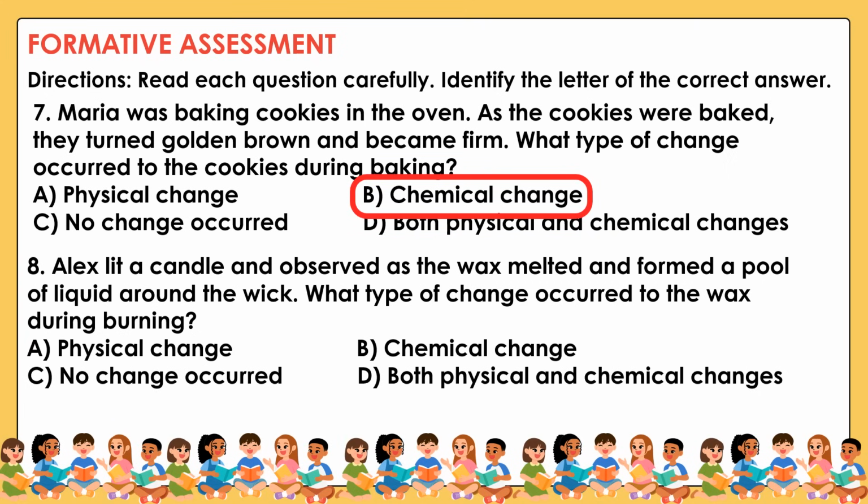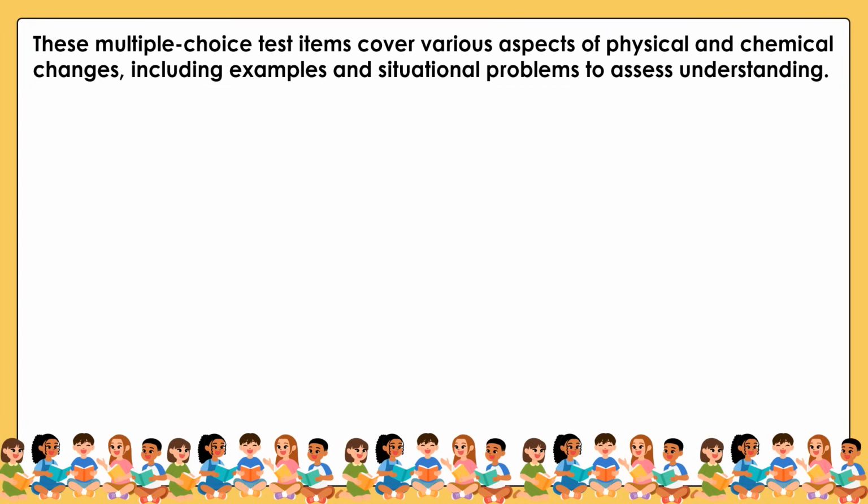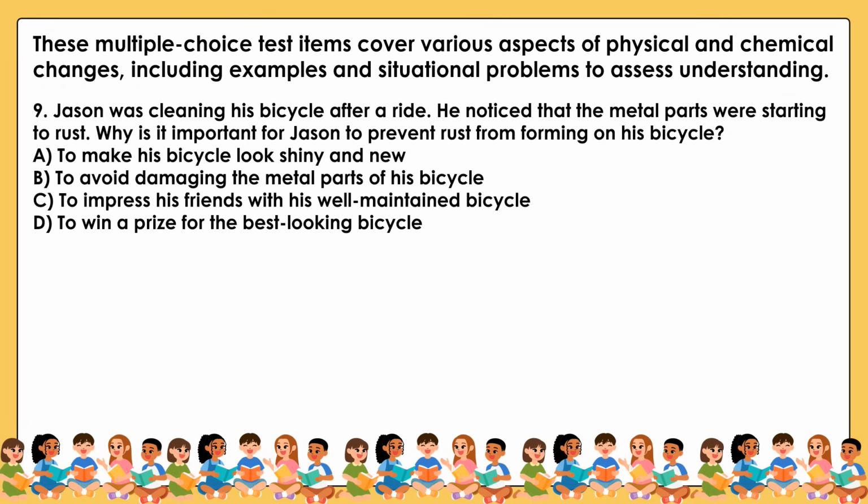Number 8. Alex lit a candle and observed as the wax melted and formed a pool of liquid around the wick. What type of change occurred to the wax during burning? A. Physical change, B. Chemical change, C. No change occurred, or D. Both physical and chemical changes. The correct answer is letter A. Physical change. These multiple choice test items cover various aspects of physical and chemical changes, including examples and situational problems to assess understanding.